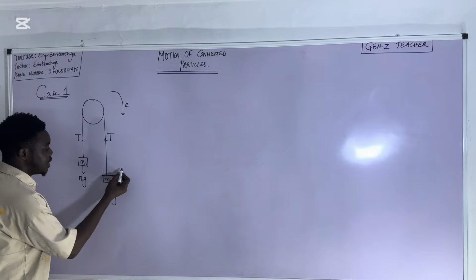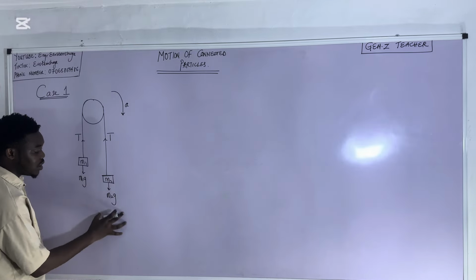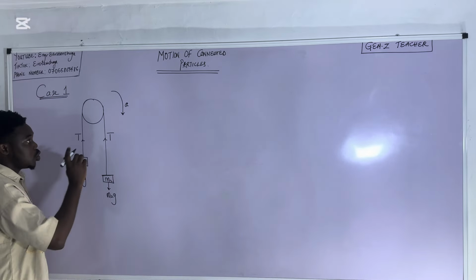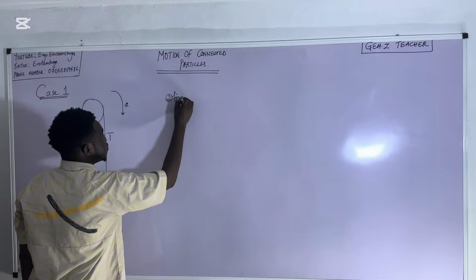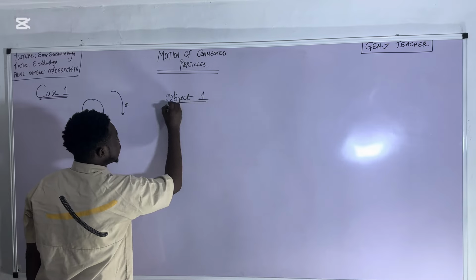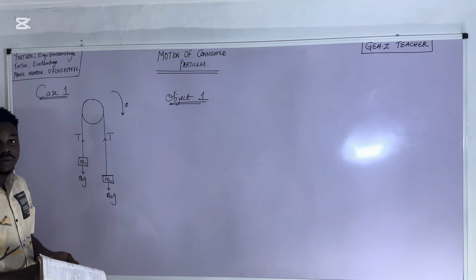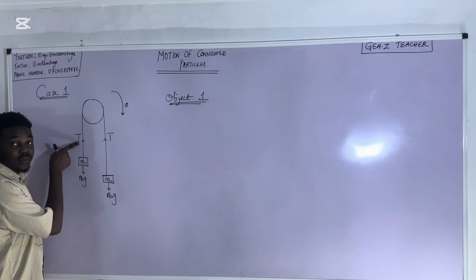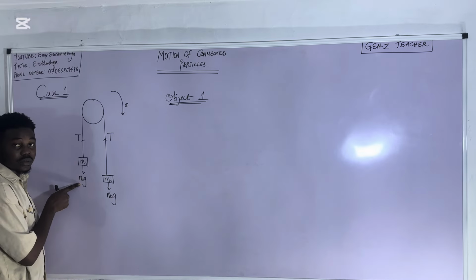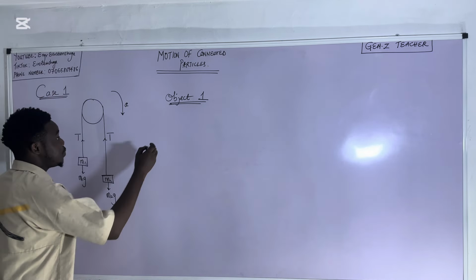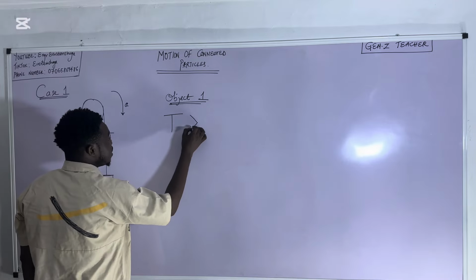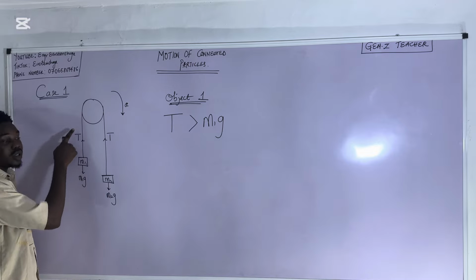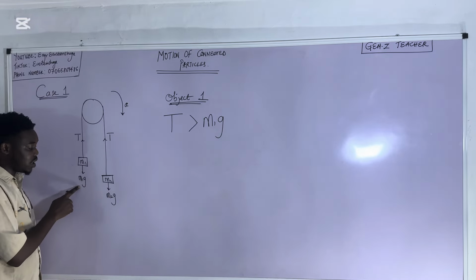I'm sure you agree that object 2 is moving downwards while object 1 is moving upward. So for object 1, it is moving upward. Now, for the body to be moving upward, it means the upward force is greater than the downward force. So for object 1, we can say the tension T is greater than the weight, because it's moving upward. Therefore, the tension T is greater than the weight.